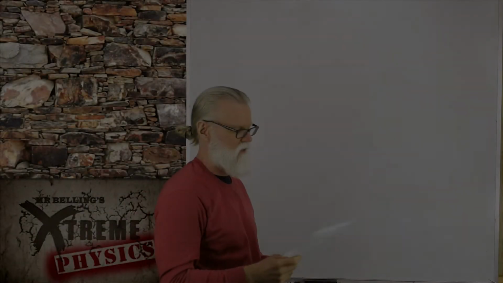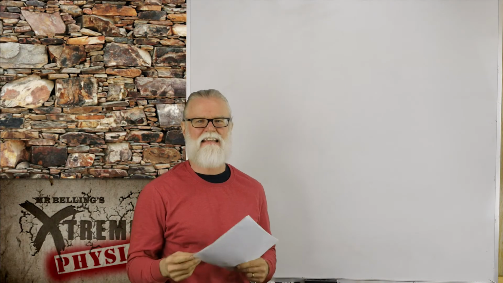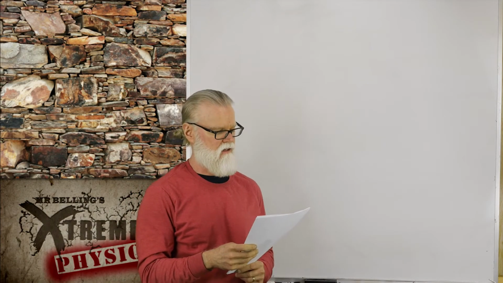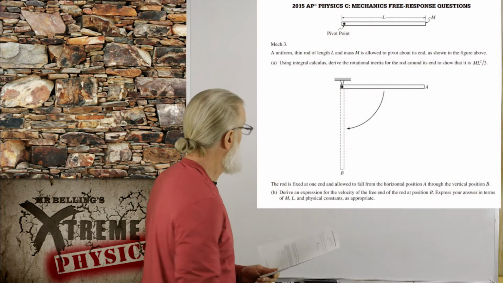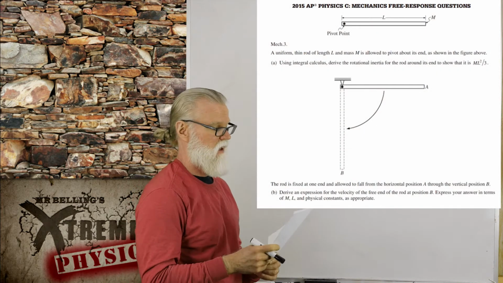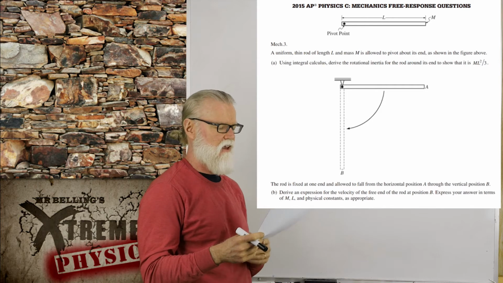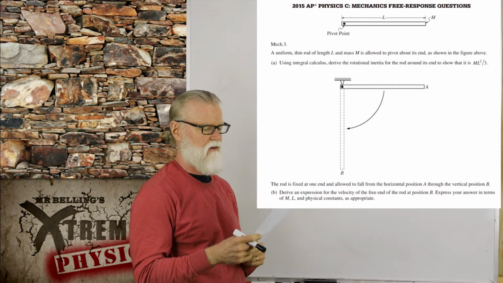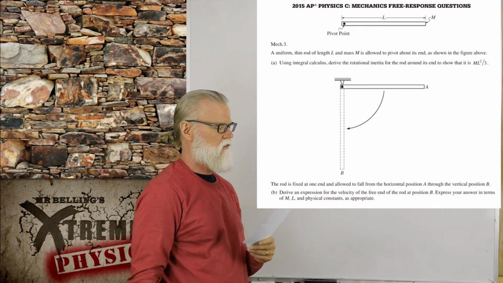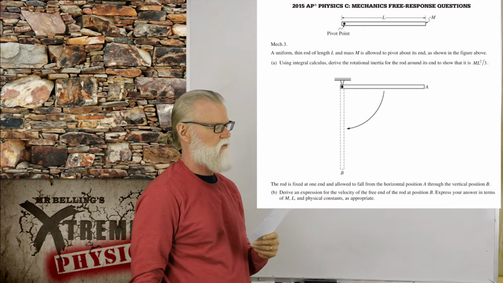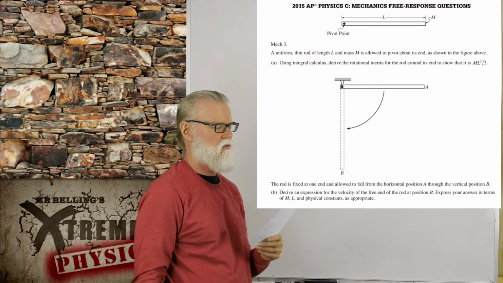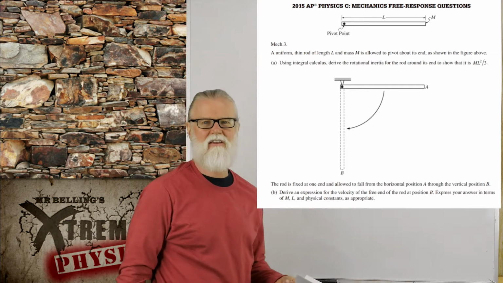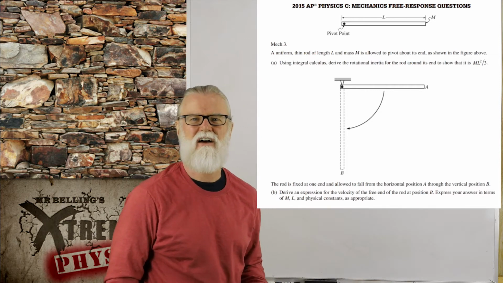All right, let's take a look at the 2015 free response question number 3. It's a rotation problem. We've got a uniform thin rod of length L and mass M allowed to pivot about its end, as shown in the figure above. Using integral calculus, derive the rotational inertia for the rod about its end and show it's ML squared over 3. Well, good. They gave you the answer in case you couldn't actually solve it.